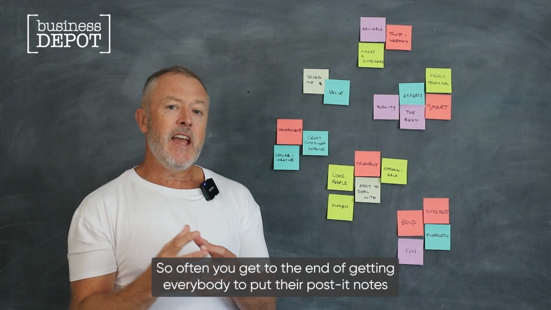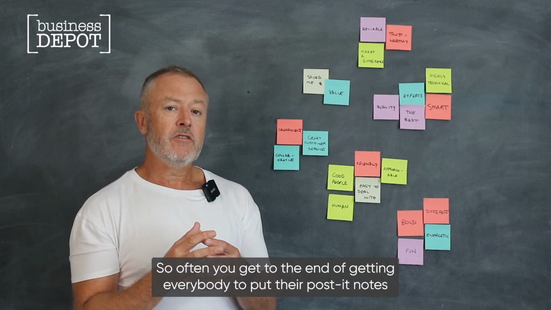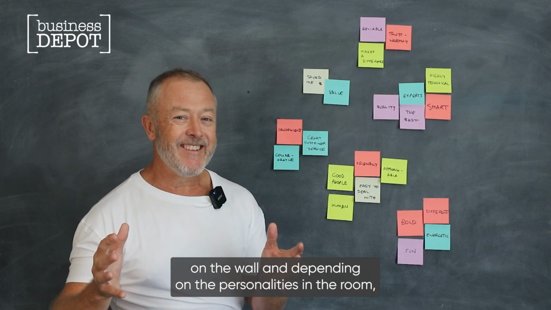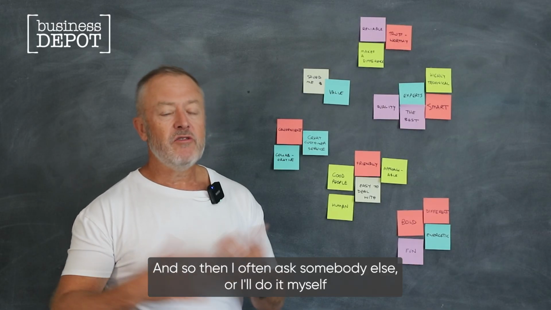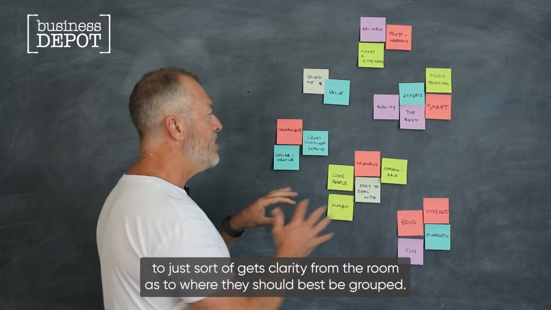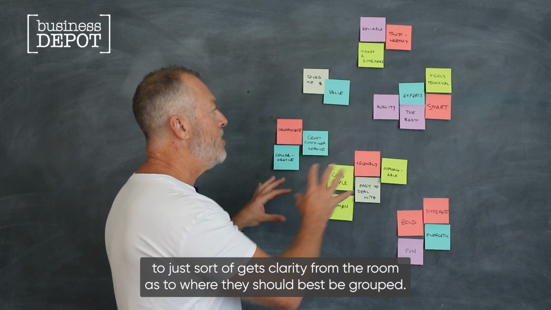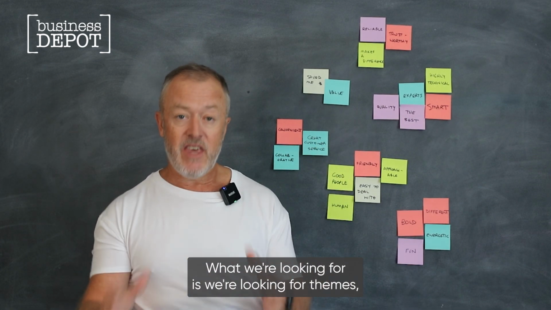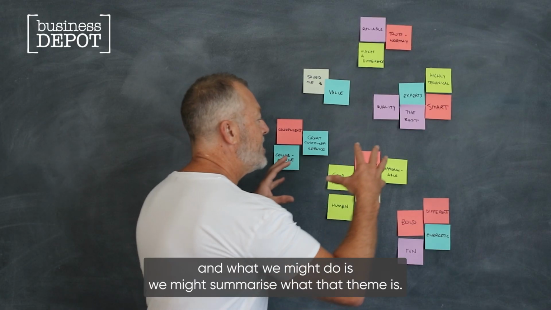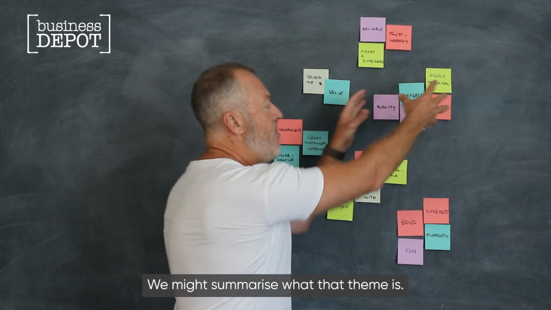So often you get to the end of getting everybody to put their Post-it notes on the wall, and depending on the personalities in the room, it could be a bit of a mess. And so then I often ask somebody else, or I'll do it myself if I consider appropriate, to just sort of get clarity from the room as to where they should best be grouped. What we're looking for is themes. And what we might do is summarize what that theme is.